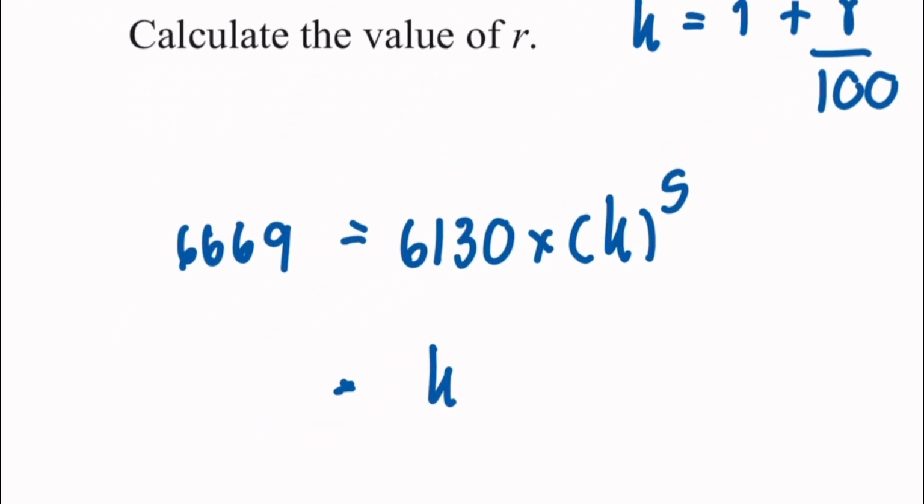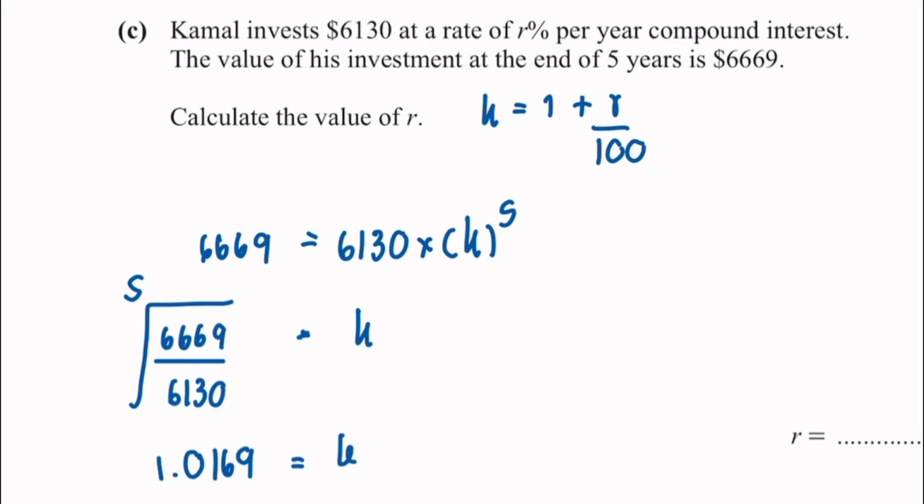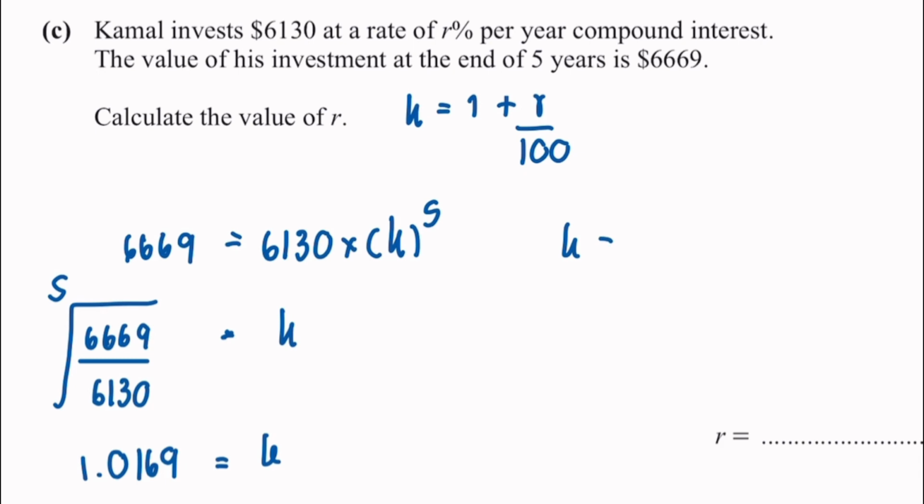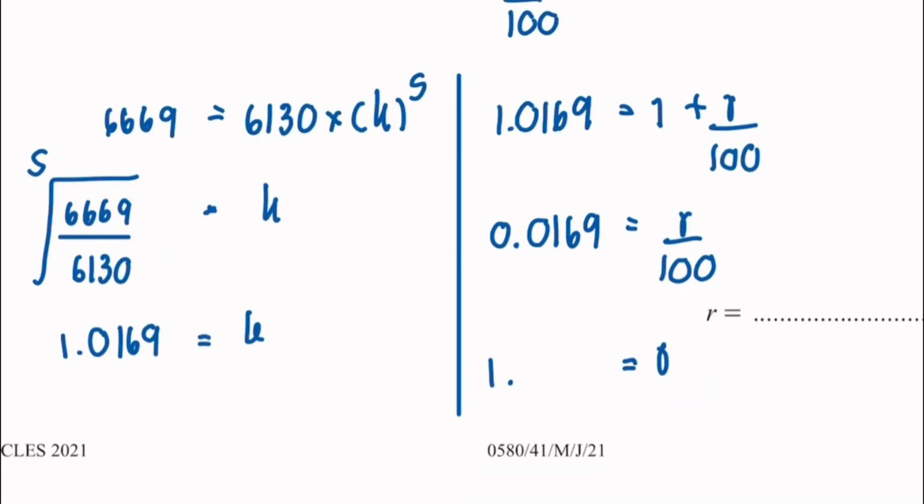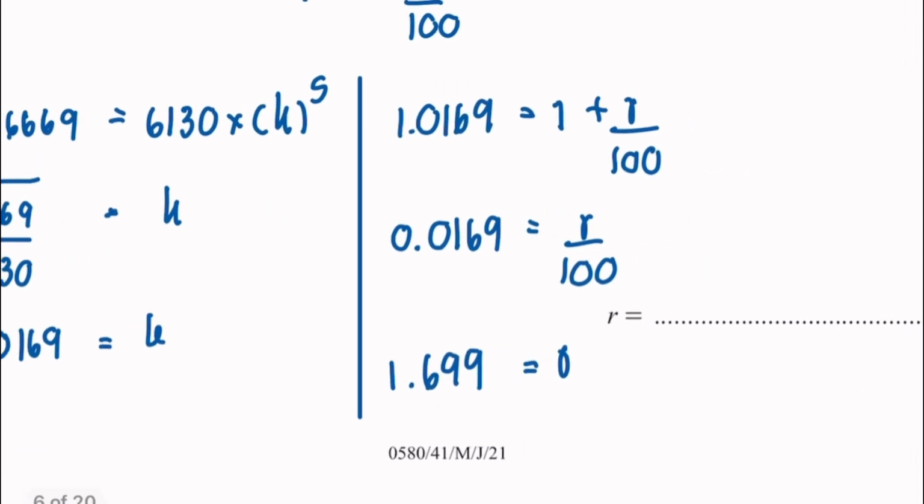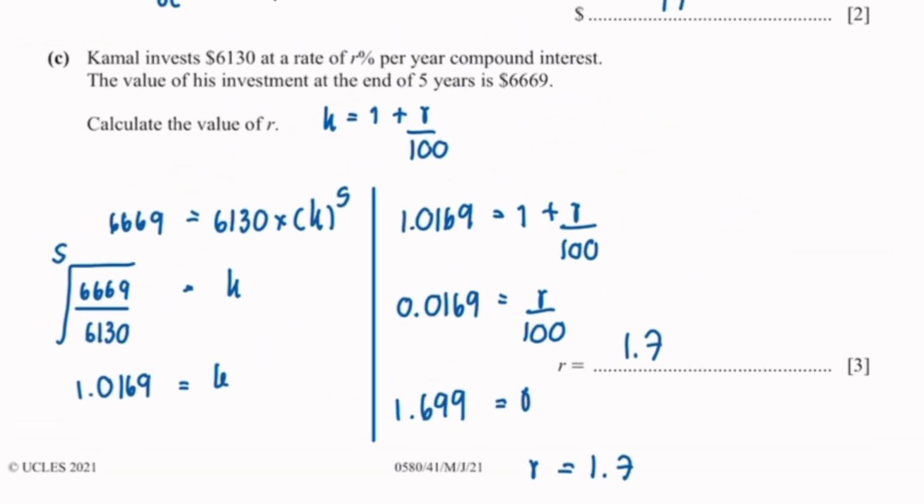Therefore, K is equal to 1.0169. Therefore, R is equal to 1.699, which is around 1.7. So this is your answer.